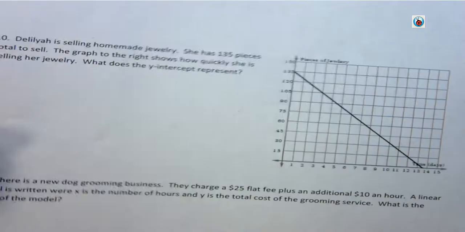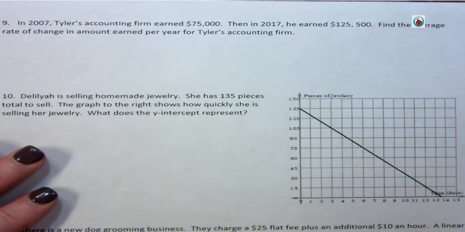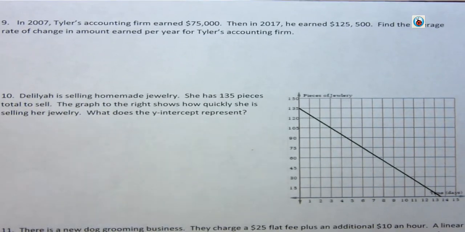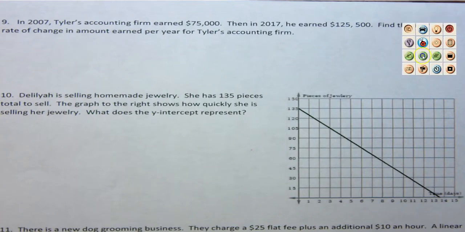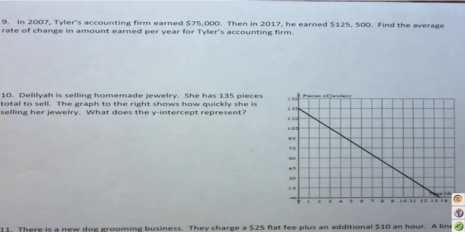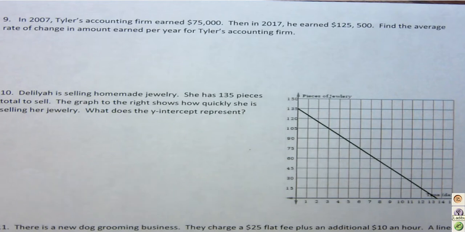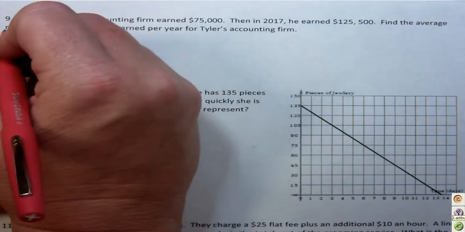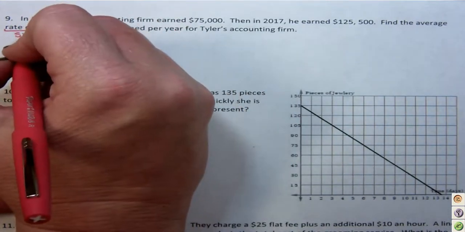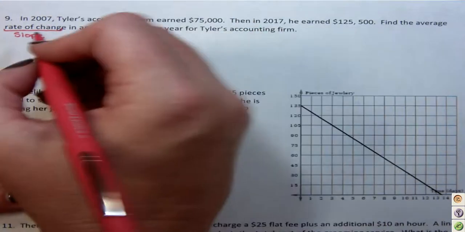Okay, here we go. Number 9. It says, in 2007, Tyler's accounting firm earned $75,000. In 2017, he earned $125,000. Find the average rate of change in the amount he earned per year for Tyler's accounting firm. Average rate of change, remember, that's just a way of saying slope. It wants you to find the slope. So we've got to have some ordered pairs.